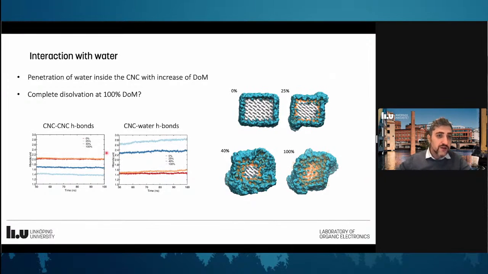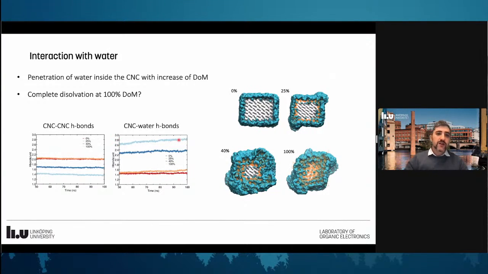Here we have calculated the hydrogen bonds to see how the structure behaves when we increase the degree of modification. For native cellulose, we have about 2 hydrogen bonds per unit, and it's stable throughout the simulation. This is the cellulose hydrogen bonds. When we go to higher degrees of modification, they constantly become less and less. When we look into the cellulose and water hydrogen bonds, of course, we see more hydrogen bonds between water and cellulose with increasing degree of modification, and it's steadily increasing with time.